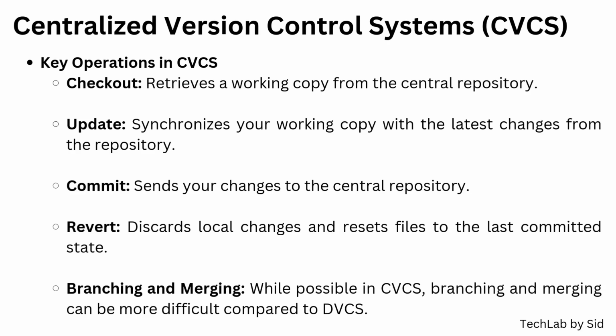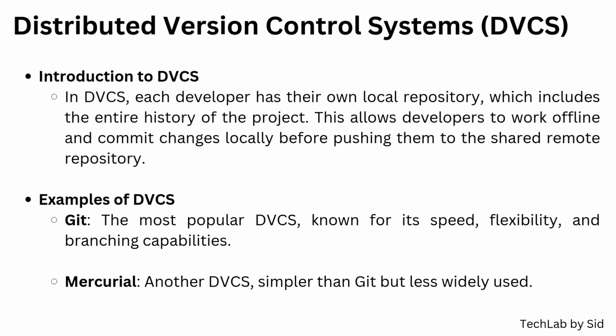DVCS. In Distributed Version Control Systems, every developer has a complete local repository that includes the entire project history. This setup allows developers to work offline, commit changes locally, and later push them to a shared remote repository. Examples of DVCS. Git. The most popular DVCS, known for its speed, flexibility, and advanced branching capabilities. Mercurial. A simpler alternative to Git, though it is less commonly used.